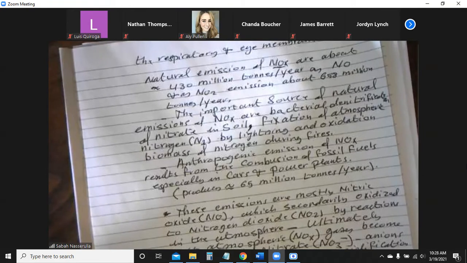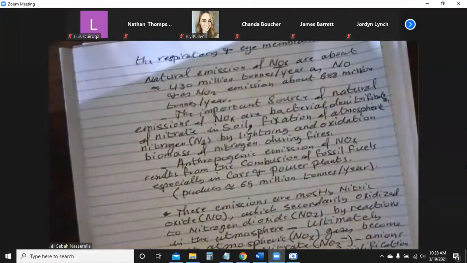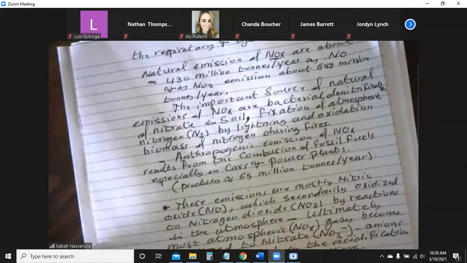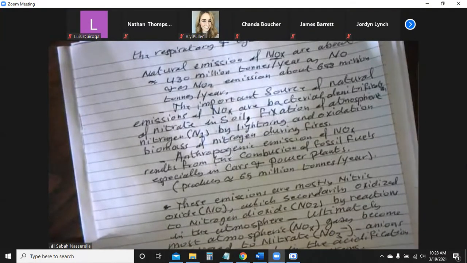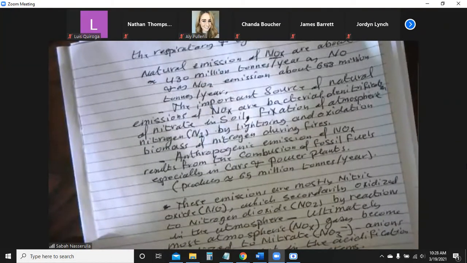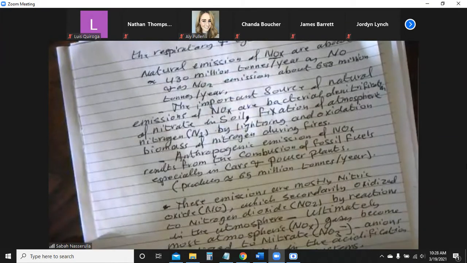Now I would like to talk about the toxicity of these nitrogen gases, but I would like to summarize it. So basically we have a subtitle here: toxicity of nitrogen gases.